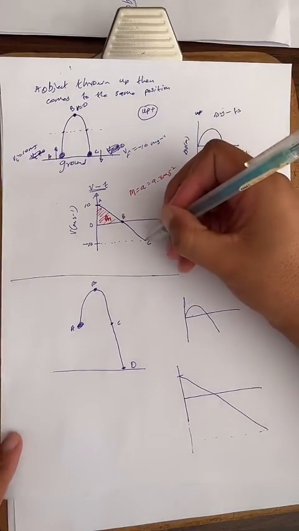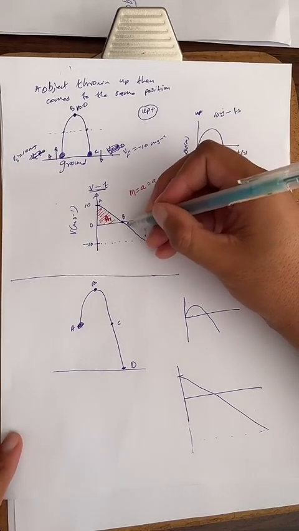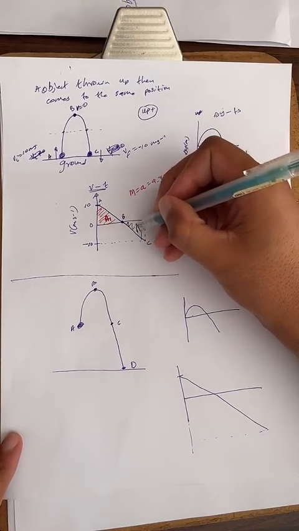Then the area on this side, this is area number 2.